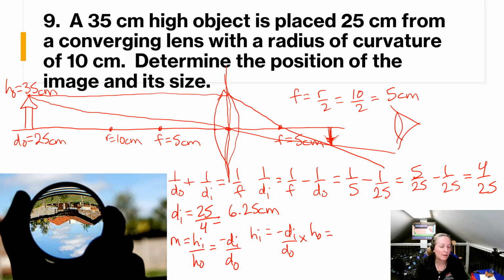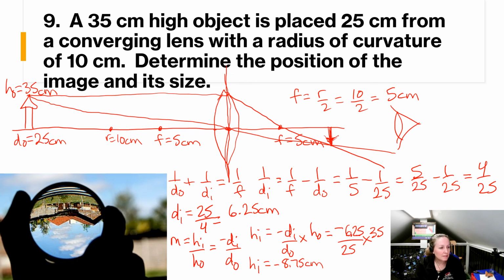I'm going to run out of room here, I think. So what do we have? A negative distance of the image. The image is in the right spot this time too. Okay, so it's positive. We want it on the side of the eyeball. So we have negative, and then the distance is 6.25. Oh, get that negative back in there. And the distance of the object is 25, and you multiply by the height of the object, which is 35. And so we get a height of the image equal to negative 8.75.